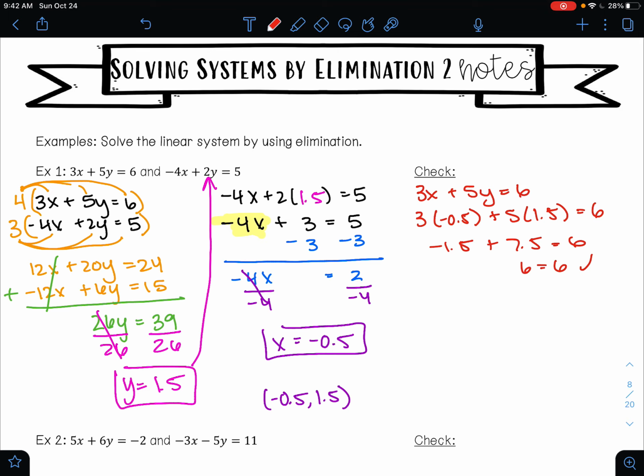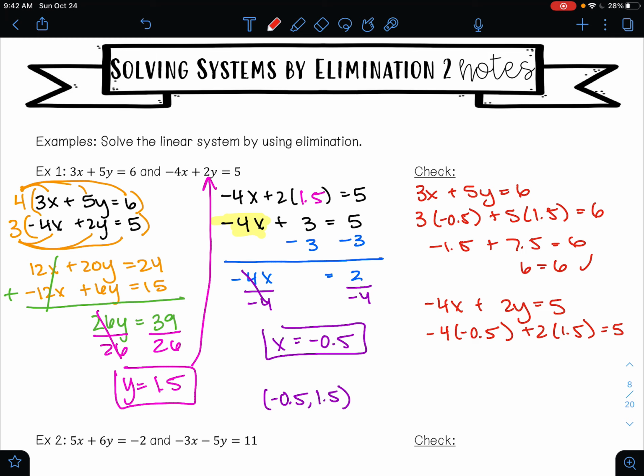Let's try the second equation. So that second equation is right here. So it's negative 4x plus 2y equals 5. So I'm going to have negative 4 times negative 0.5 plus 2 times 1.5 equals 5.